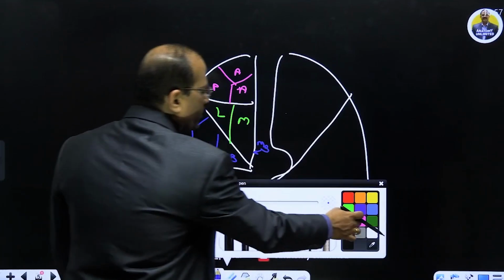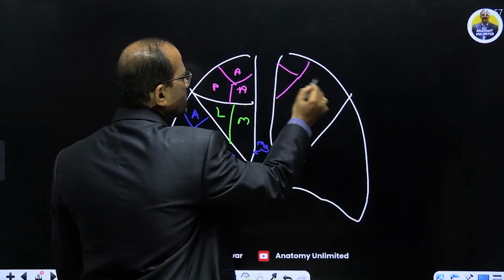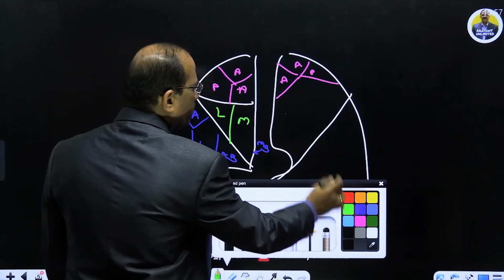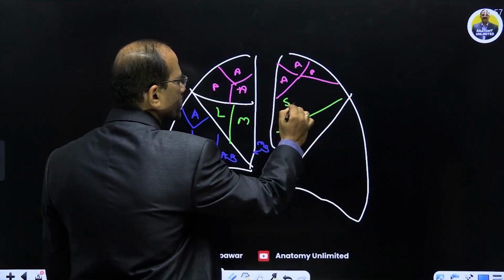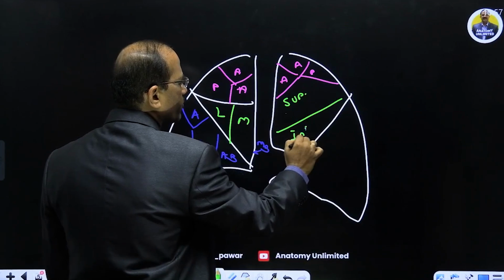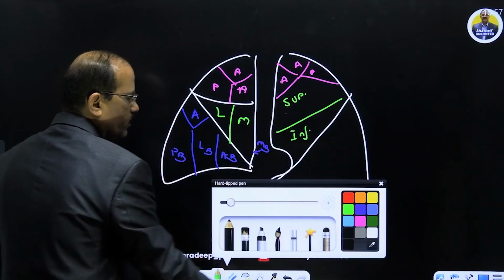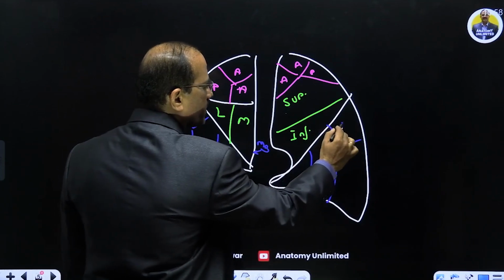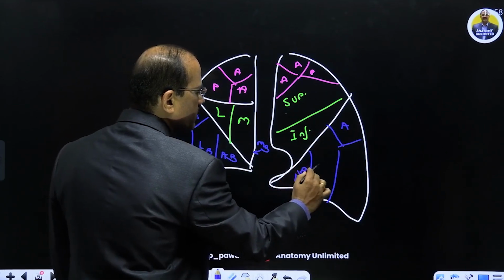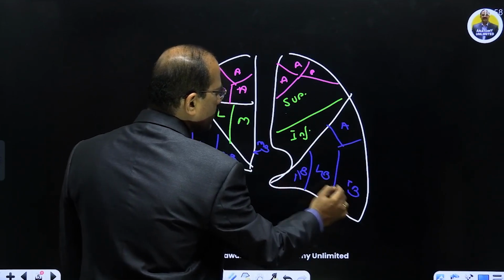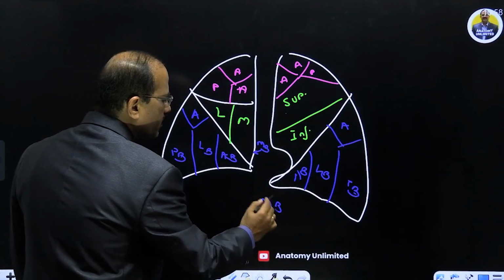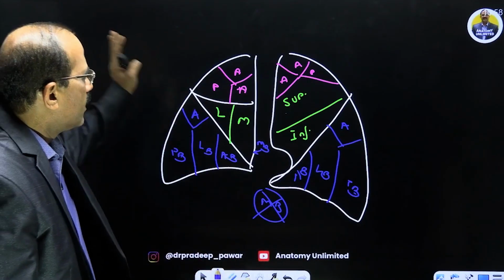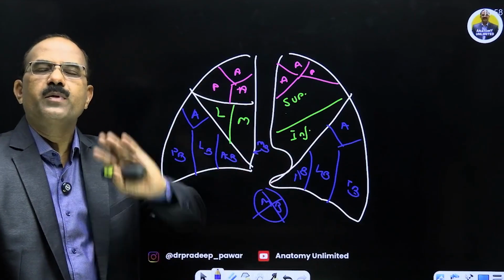For the left lung, how many bronchopulmonary segments are there? The upper lobe is the same: apical, anterior, posterior. This lobe is also known as the lingular lobe, with the superior and inferior lingular segments. For the lower lobe, there are apical, anterior basal, lateral basal, posterior basal, and there is no medial basal segment. The medial basal segment is said to be absent. So 10 and 9 bronchopulmonary segments.